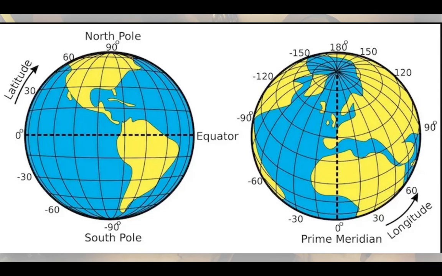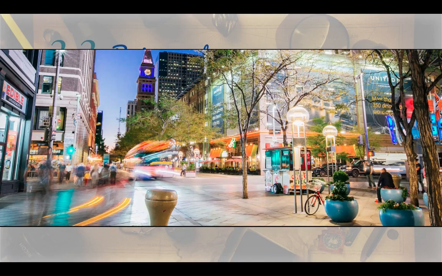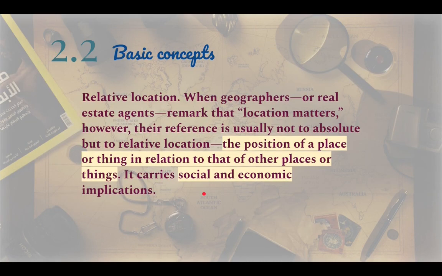So when they give you the coordinates to a place, these degrees north and these degrees east or west, that would be absolute location. Now when we talk about relative location, we mean the position of a place or thing in relation to that of other places or things. This one carries social and economic implications. For example, you can say the mall that is downtown. Downtown is not a coordinate. I'm not giving you a set of precise coordinates. I'm telling you downtown. And you living in that city, in your human experience, you already know where that location is. So that is relative location.